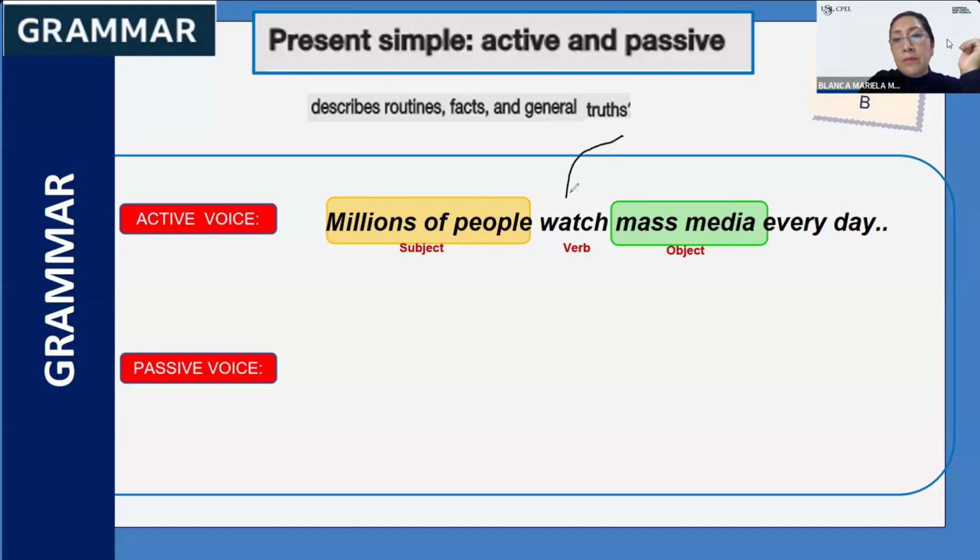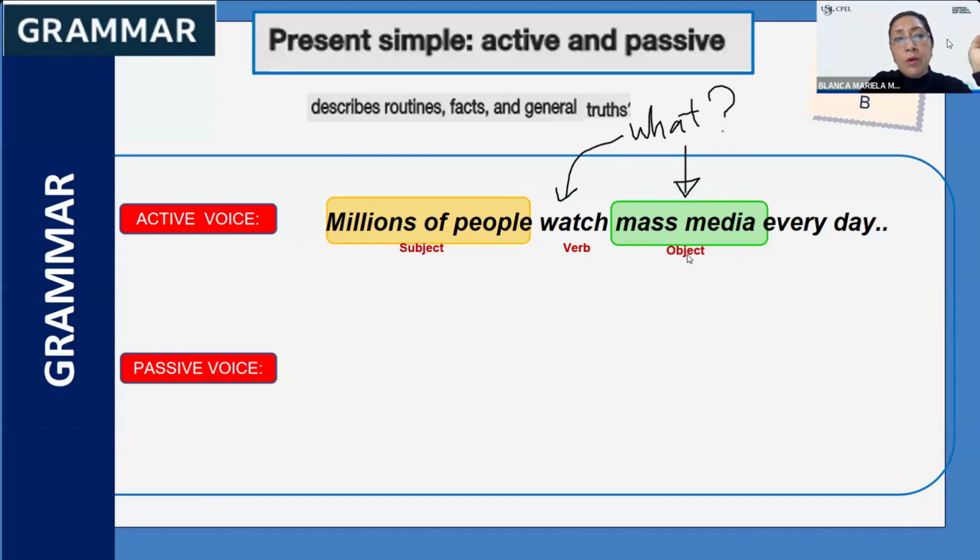So this is the verb. So millions of people watch. You say watch what? Watch mass media. Okay, the answer for the question is the object. Watch what? Mass media. All right. So, and that is how you identify the object.